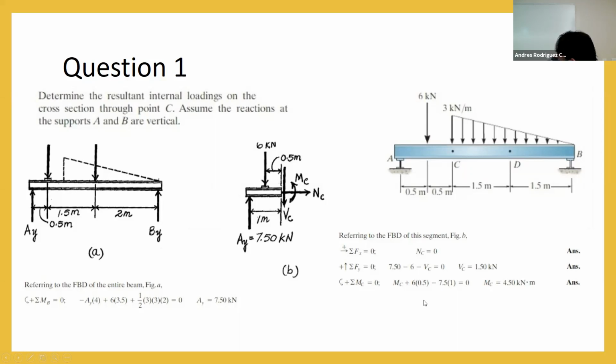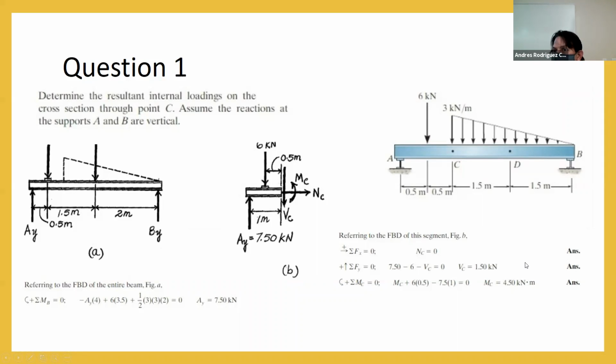We got the punctual force here that is going to be located at 0.5 meters. And we got the reaction in A that is going to be located at 1 meter. That is going to be 7.5 that we already obtained in here. So our moment in C is going to be 4.5 kilonewtons per meter.